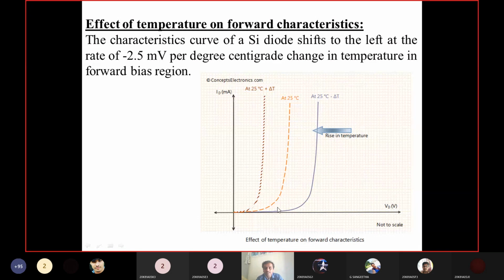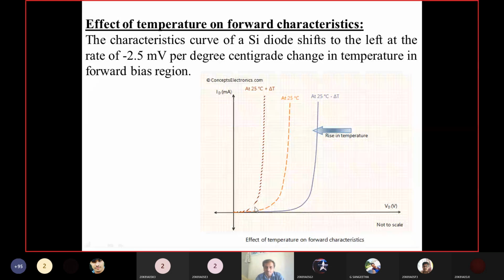Okay, we are increasing the temperature to 85 degrees centigrade. So what is the threshold voltage? It is X minus 137.5, whatever we got here. So that much voltage is decreased. Okay, now this is about the case of forward bias.